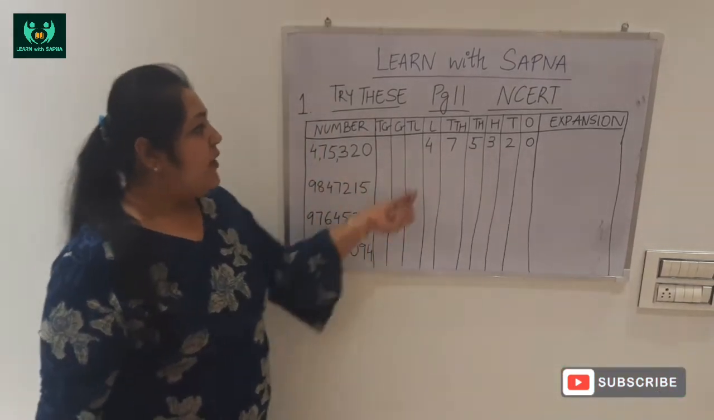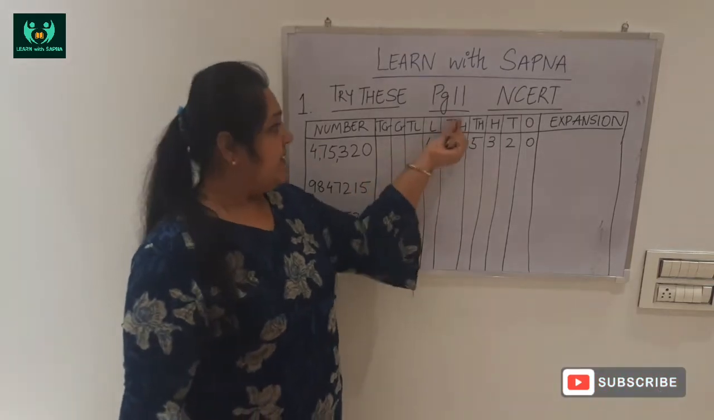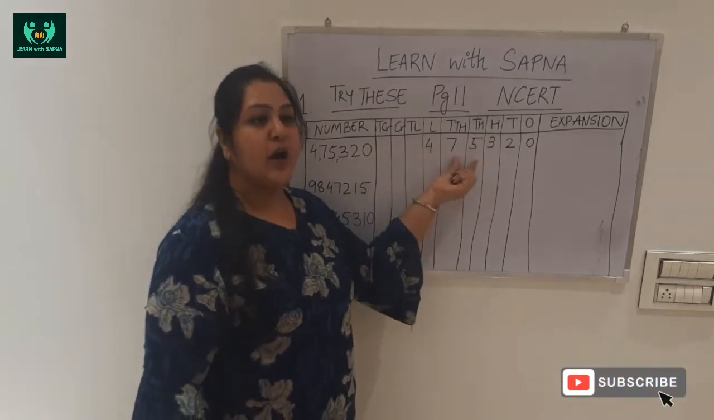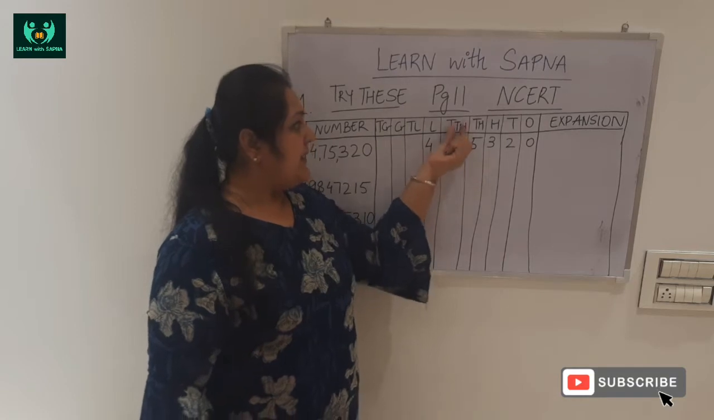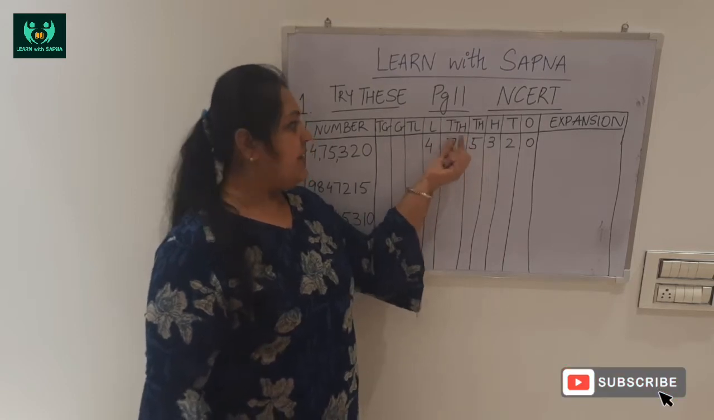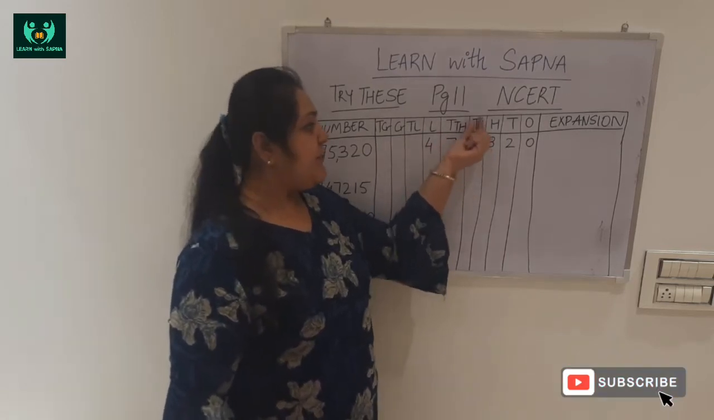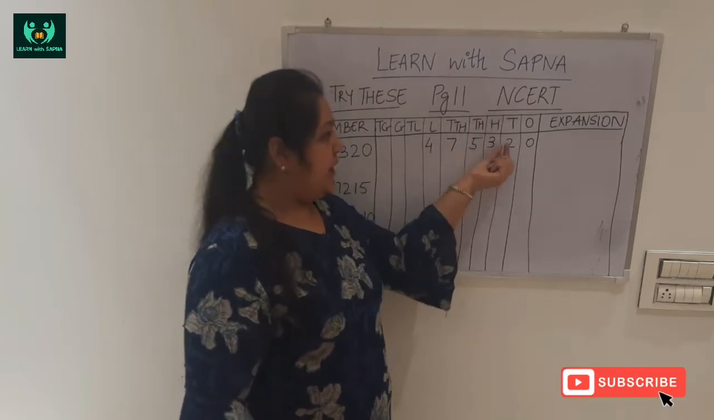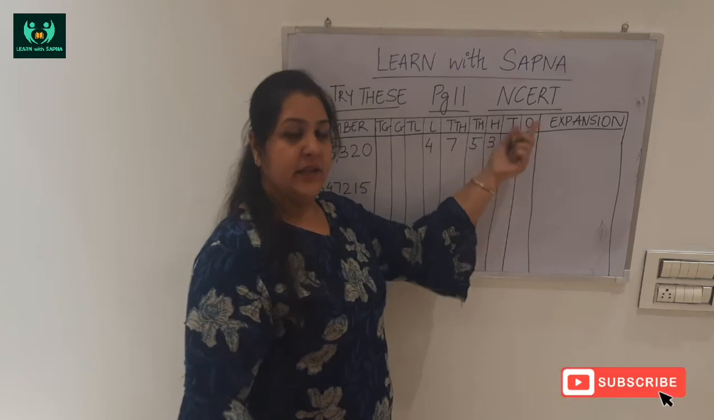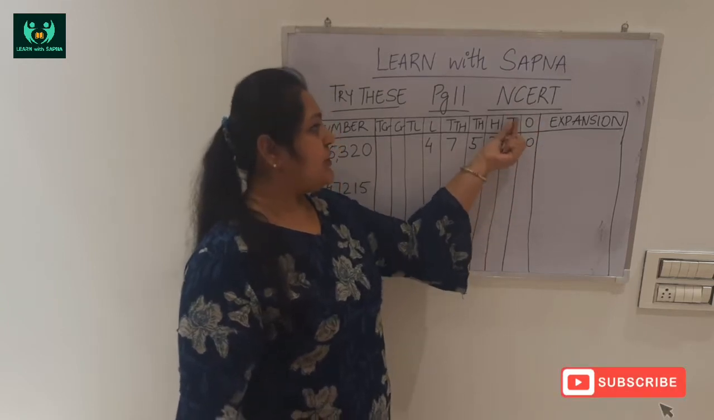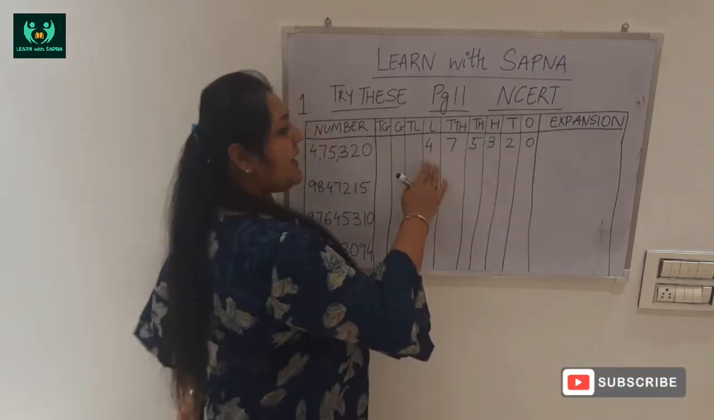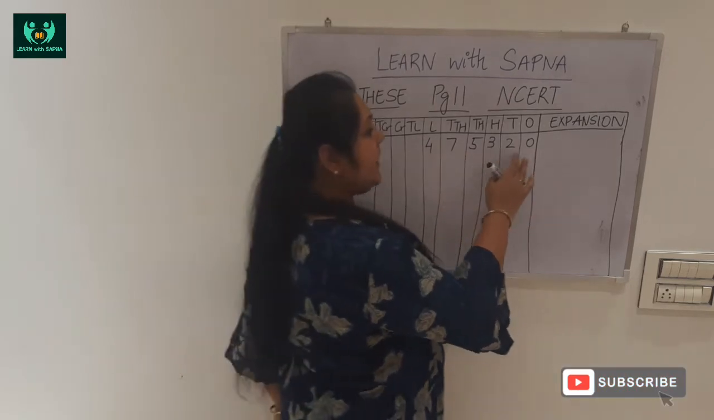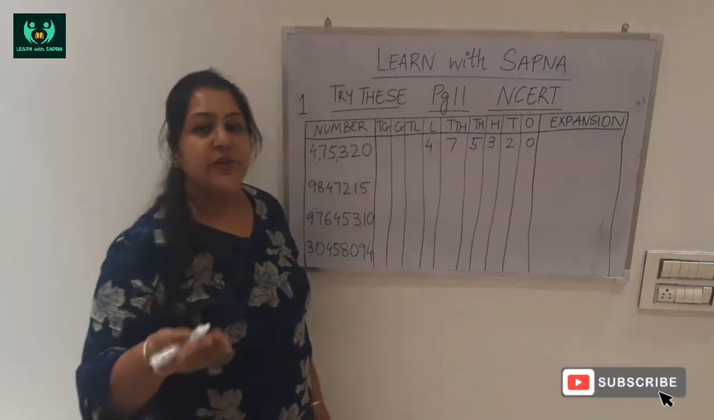How do we read it? 4,75,000. These two are 1,000. 7 for 10,000 becomes 70, 5 for 1,000. So 75,320. There are no ones, it is just zeros, so this becomes 20. 4,75,320. You can read this.